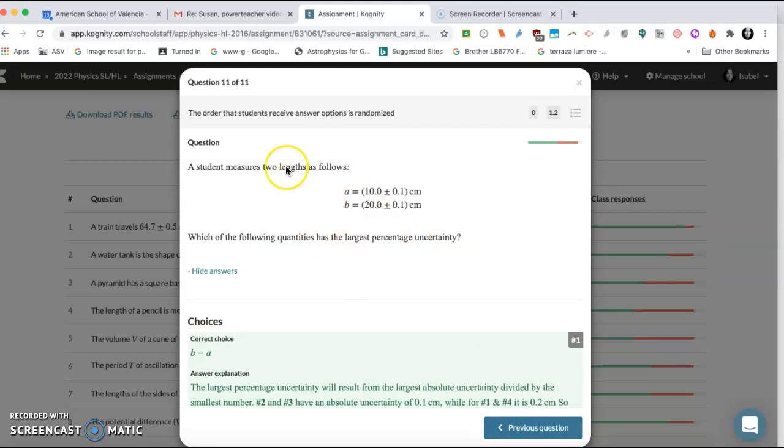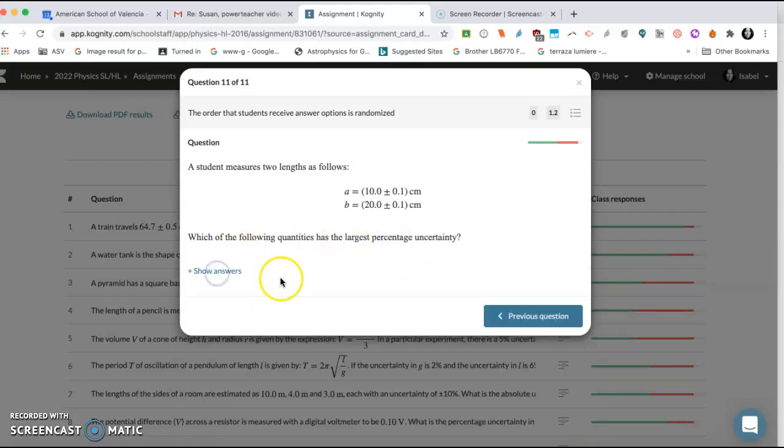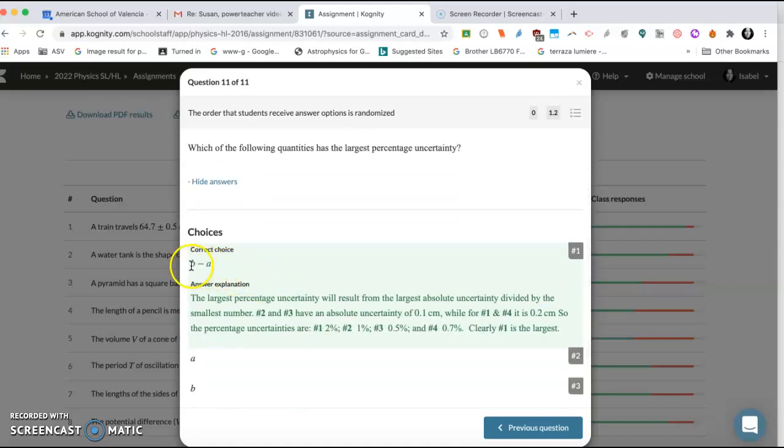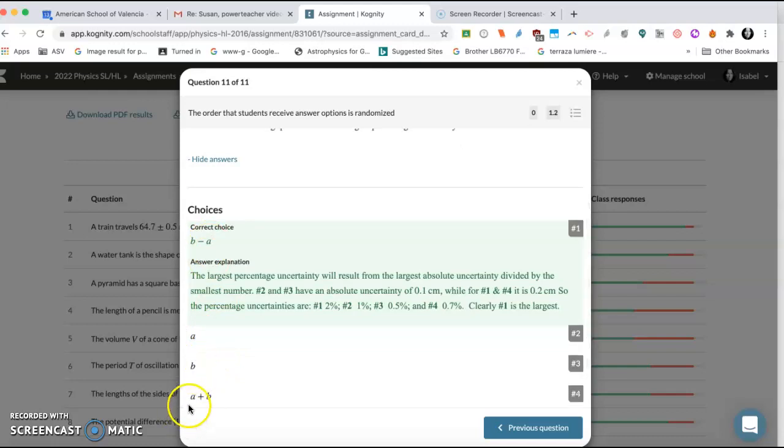Question 11 asks you to do a number of different calculations. Basically, you have to perform all the calculations given. The student measures two lengths, A and B. Which of the following quantities has the largest percentage uncertainty? So you need to work out all four choices: B minus A, B, which is quite straightforward, and A plus B.